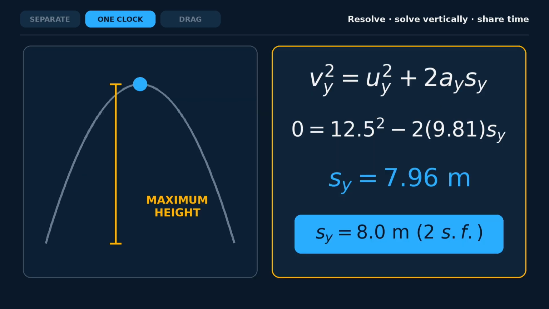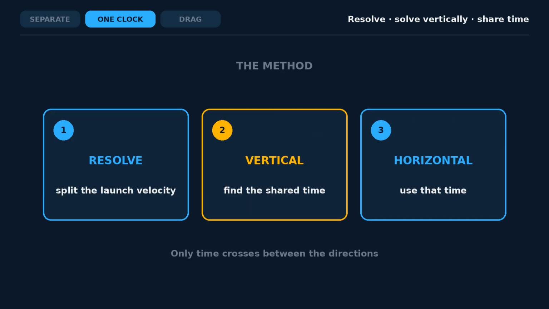We can also find the maximum height using final vertical velocity squared equals initial vertical velocity squared plus 2 times acceleration times vertical displacement. At the top, the final vertical velocity is 0. This gives a maximum height of 7.96 meters, or 8.0 meters to two significant figures. So the method is consistent throughout. Resolve the launch velocity, calculate the vertical motion, and use the resulting time in the horizontal motion.